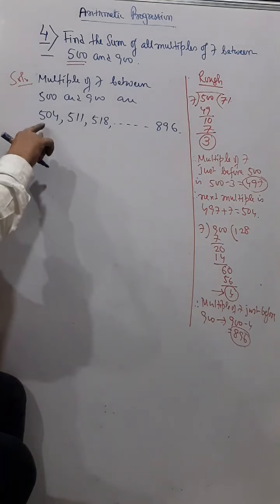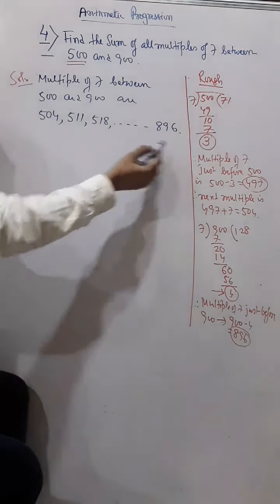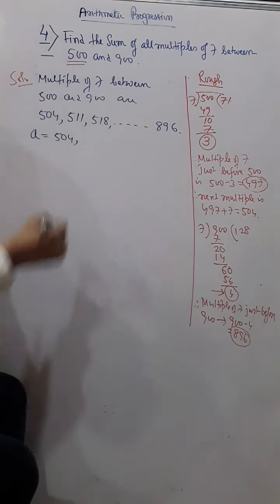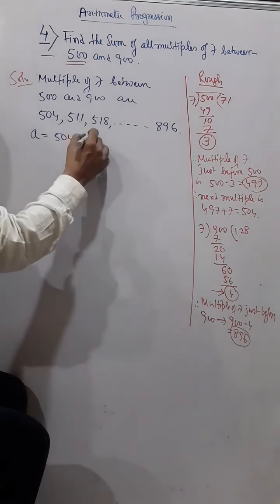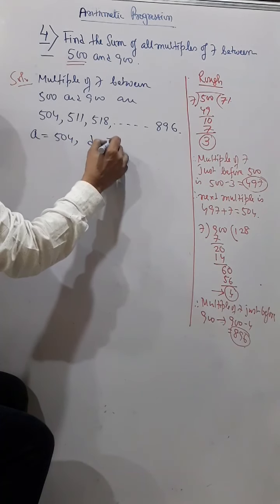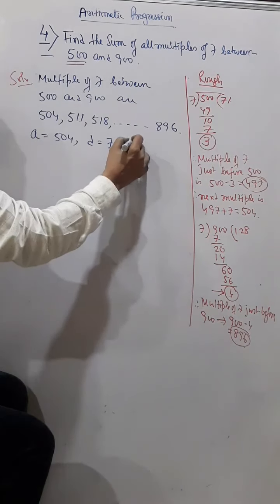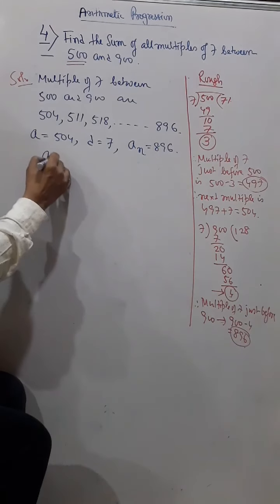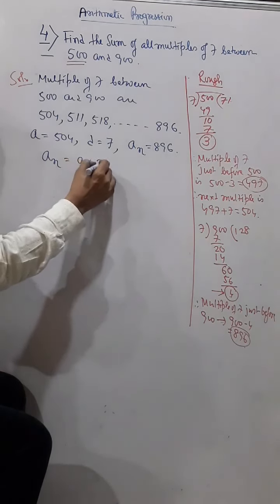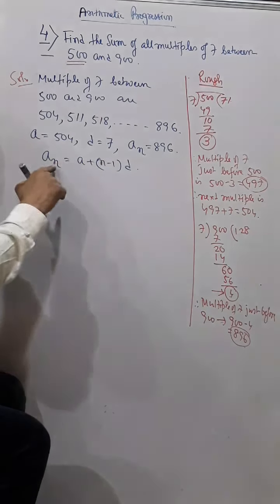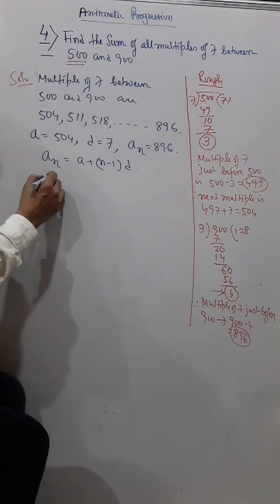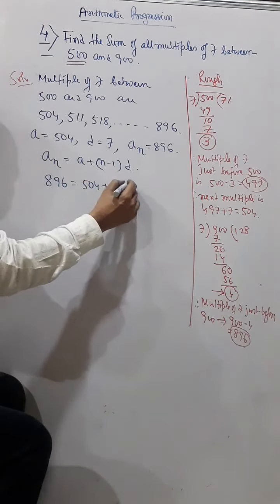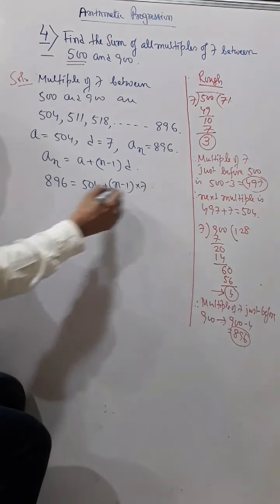But before getting the sum of the terms, you should know how many terms there are. That means you have to find n. So you know a is equal to 504. So you have to get the value of n. We know the common difference is 7, and we know the last term, or the nth term, is 896. So using the formula for finding the nth term, we can get the value of n first. An is 896, a is 504 plus n minus 1, and d is 7.